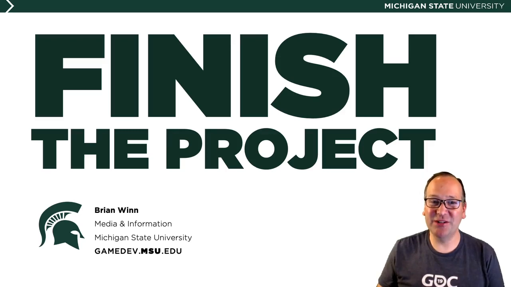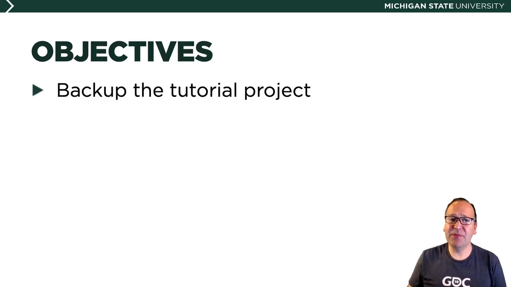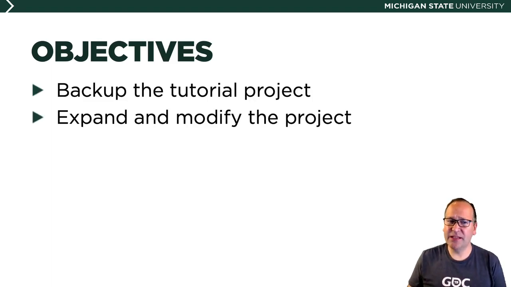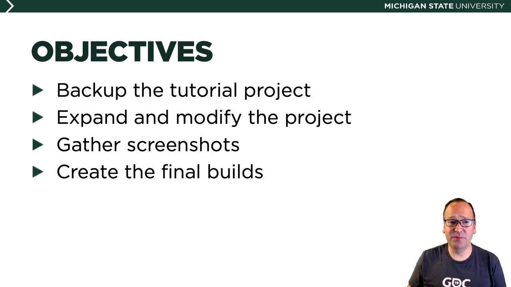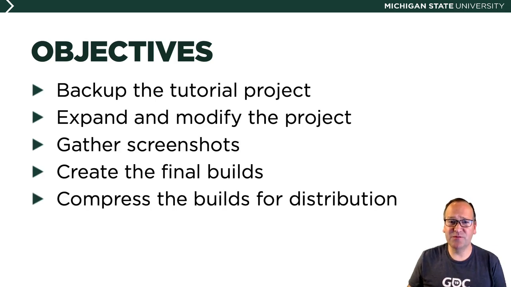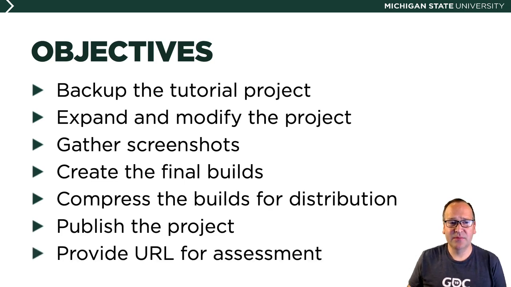In this video, I'll discuss the steps in finishing up your solar system project. Our objectives will be to back up the tutorial project, then expand and modify the project to make it your own, gather screenshots, create the final builds, compress the builds for distribution, and publish the project on the internet. And finally, provide the URL to the location of your project for assessment.